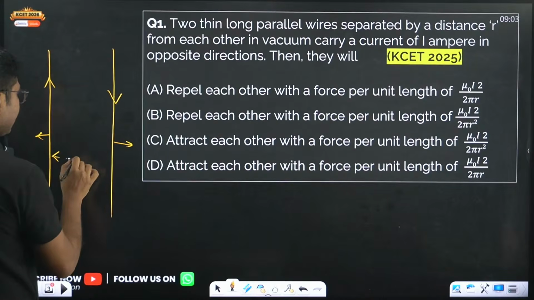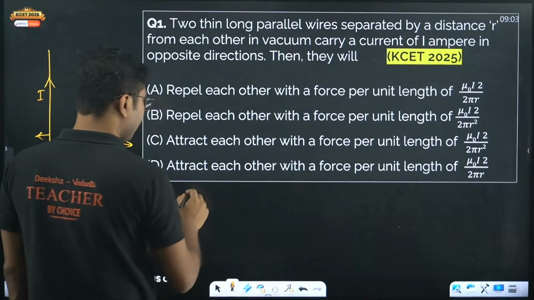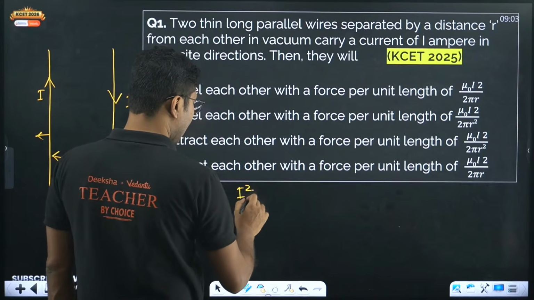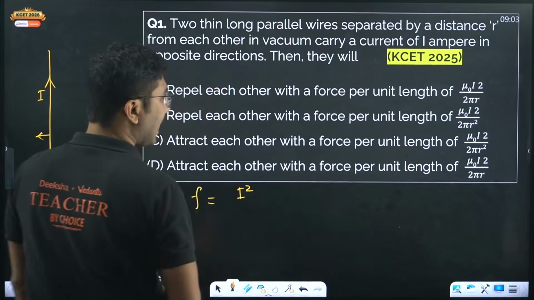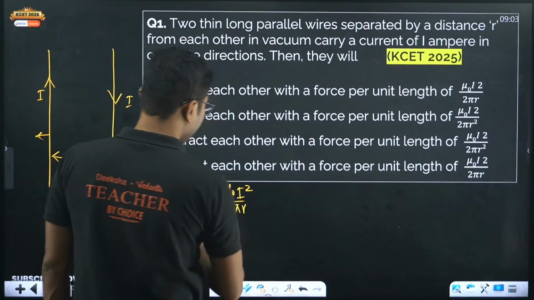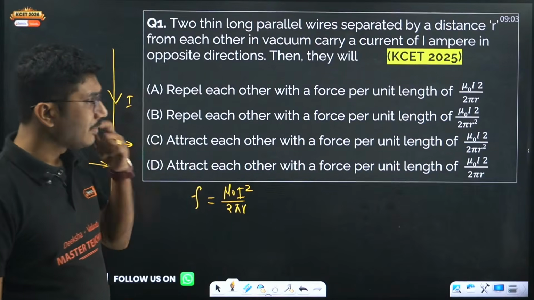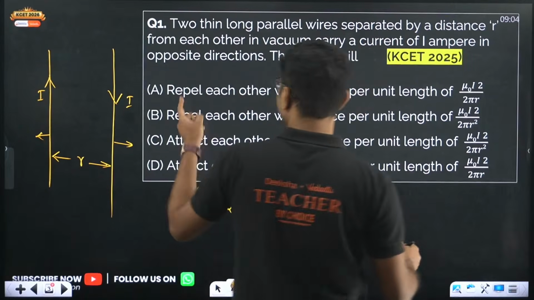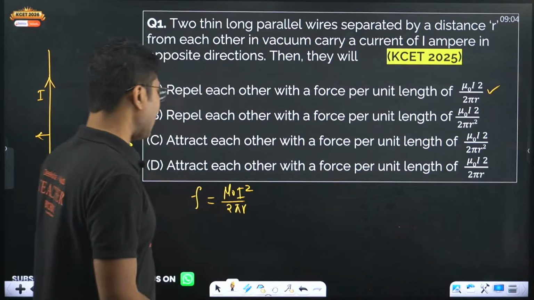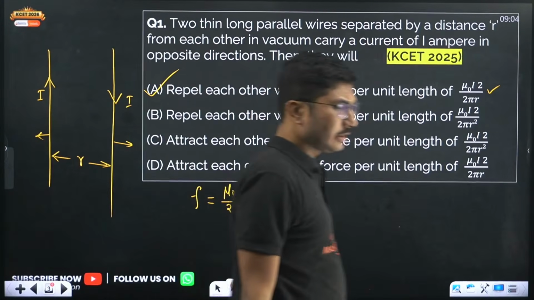Now the distance between them is given here, r. Both of them are carrying current I. So what is the force per unit length? Force per unit length will be I1 I2, that is I square, mu naught by 2 pi r. Okay, so this is the formula for force per unit length. We have done this derivation for our PU exam. So that means the correct answer will be repel each other with the force per unit length mu naught I square by 2 pi r. I1 I2 both are same, so it will be I square.